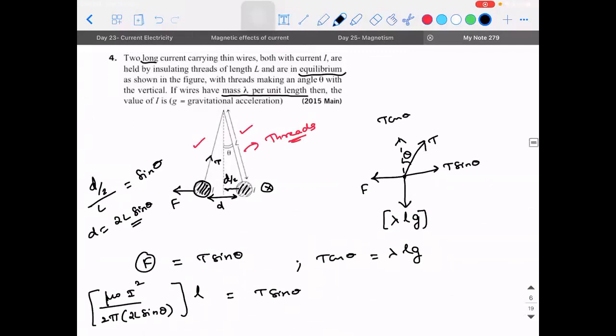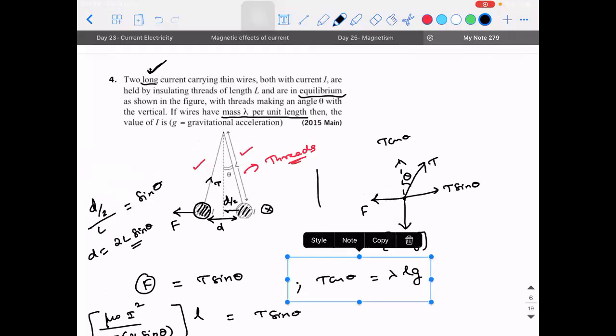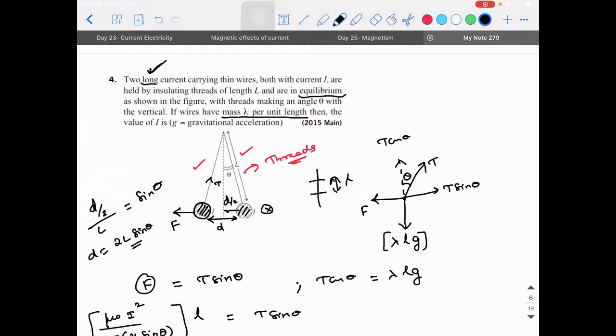Since they use the word long, it is impossible for us to multiply it with infinity. You cannot do that. So what we do is, on the wire you take a small length L and multiply that L with the force per unit length. That will give you the exact value of force.